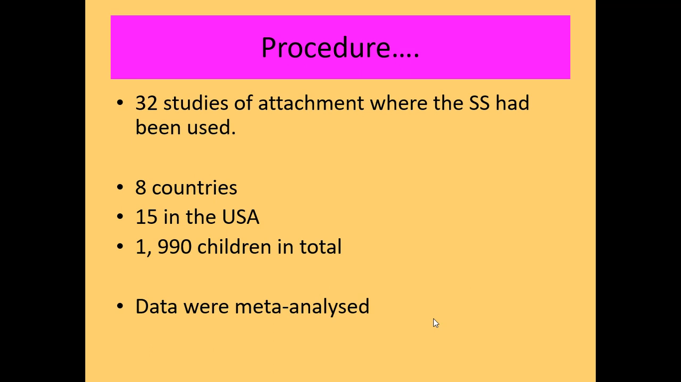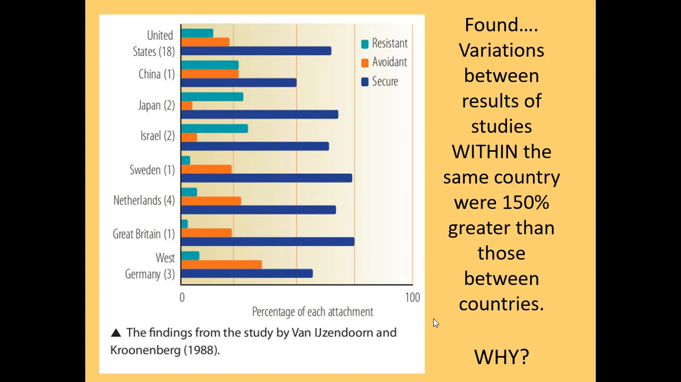So they reviewed 32 studies of attachment where they'd used the strange situation, so where Ainsworth's study had been used. These 32 studies came from 8 countries. However, 15 of these studies were in America. There were 1,990 children overall, and the data was analysed using a meta-analysis. So that was the research methods procedure that they used.